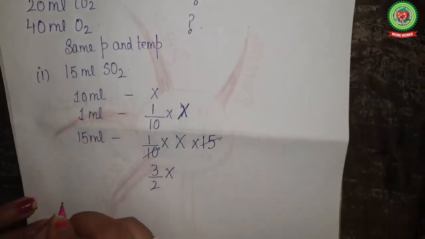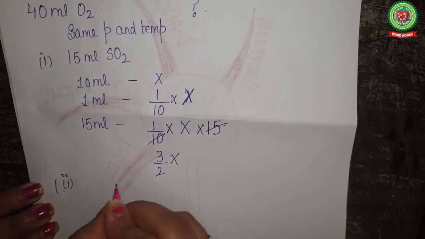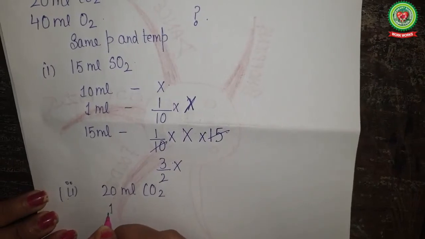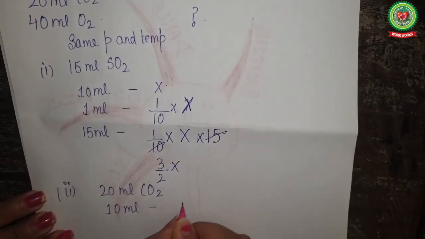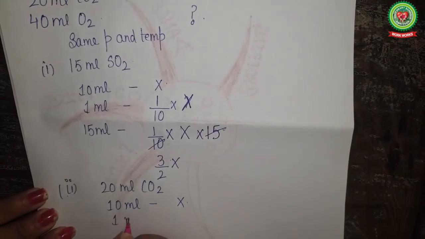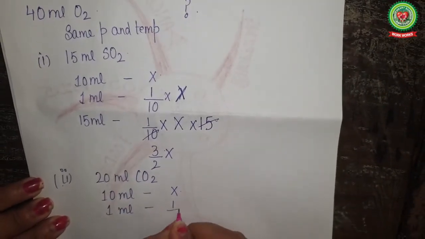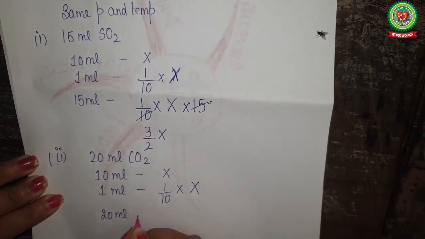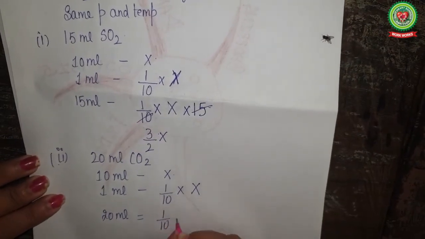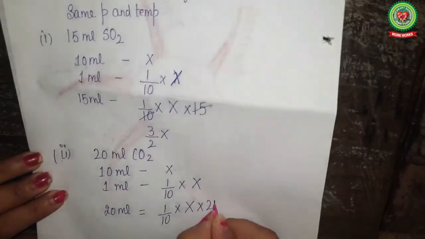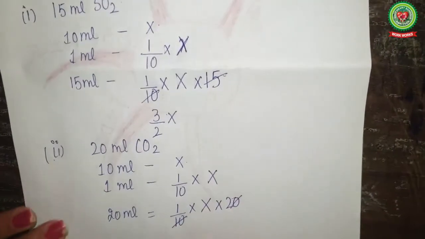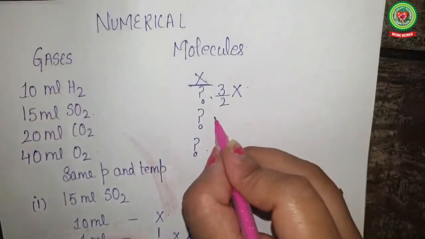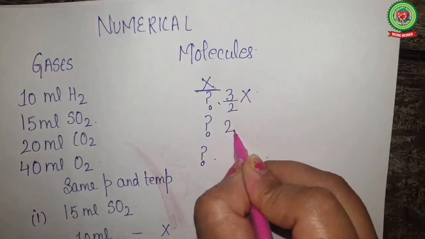Similarly, we will calculate the number of molecules in 20 ml of CO2. 10 ml will have X molecules, so 1 ml will have 1/10 multiplied by X. So 20 ml is equal to 1/10 into X into 20. So the number of molecules in 20 ml of CO2 will be 2X.